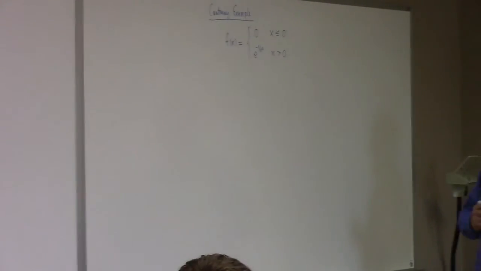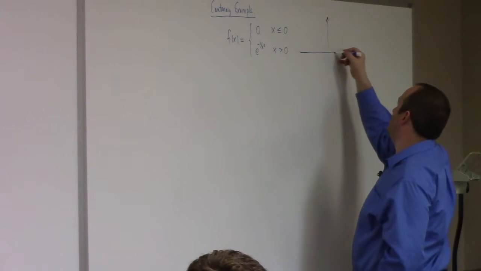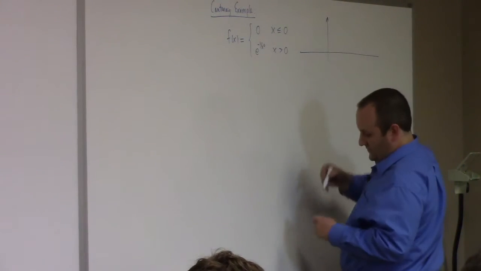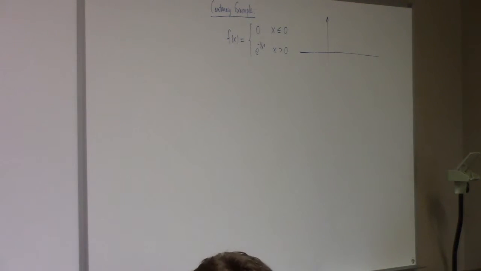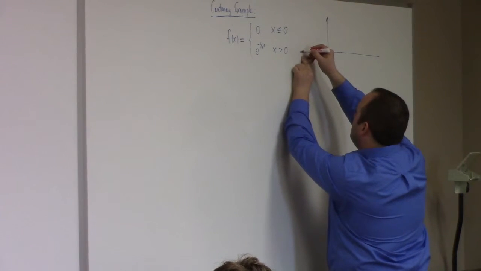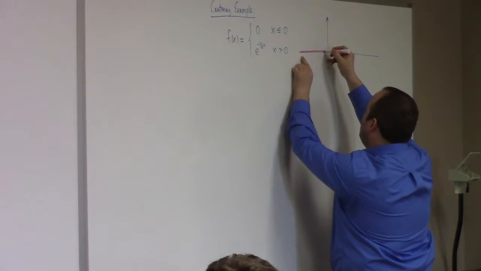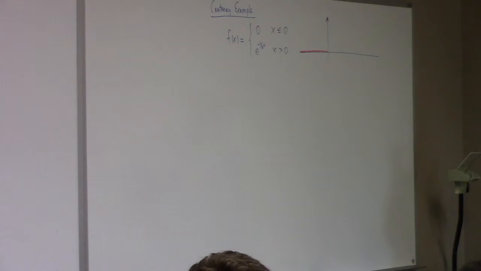Let me draw you a graph of this thing. So it's 0, right? For x less than 0. Just like this. And then what happens at 0? It becomes non-zero, right? To the right of 0. How about its derivatives?